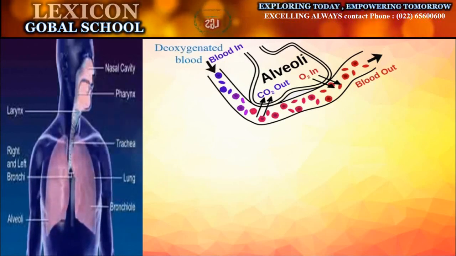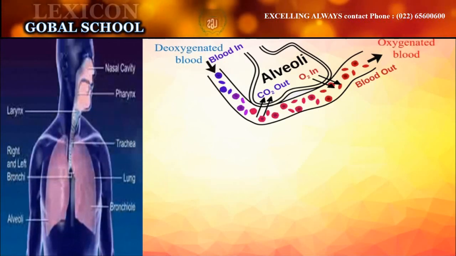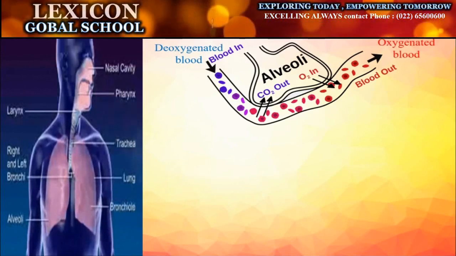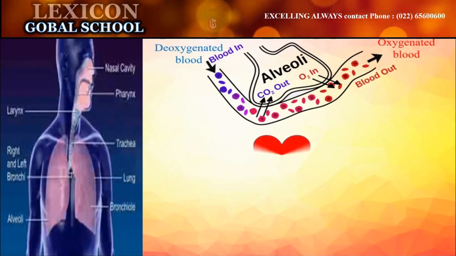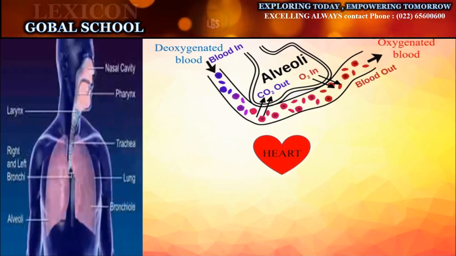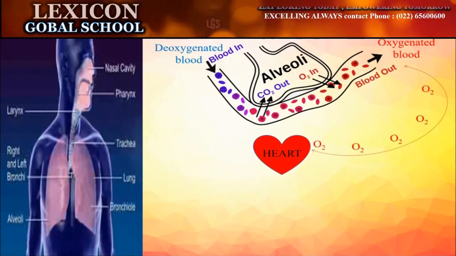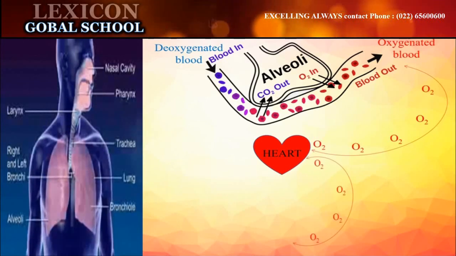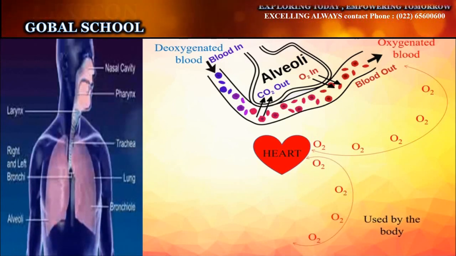So what is happening exactly? Deoxygenated blood and oxygenated blood. When there is deoxygenated blood, the blood enters the alveoli and oxygen is supplied to that blood. When the blood comes out from the alveoli and enters your heart, the oxygenated blood contains oxygen in it. When it reaches the heart, through the heart it passes on to various parts of the body, where your body uses the oxygen present in the blood.